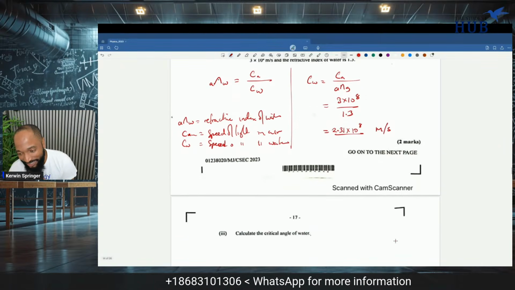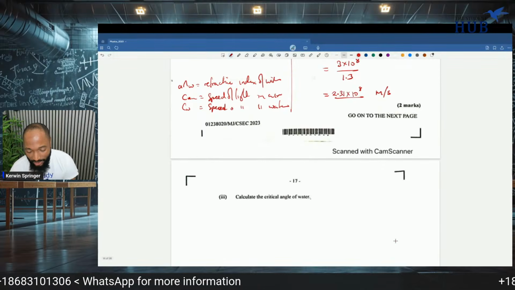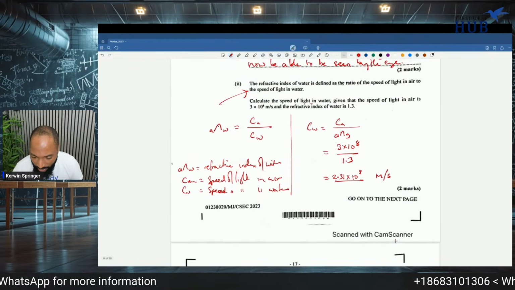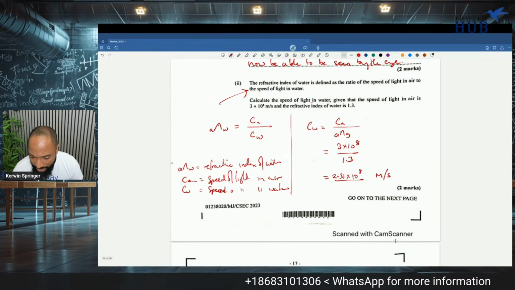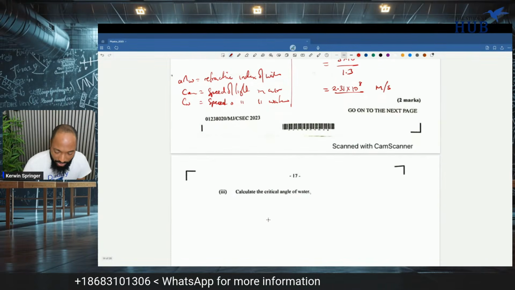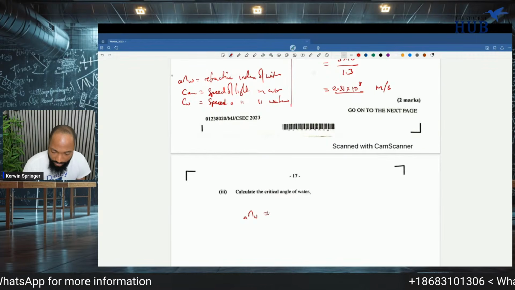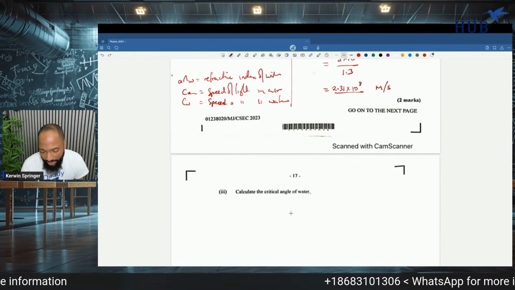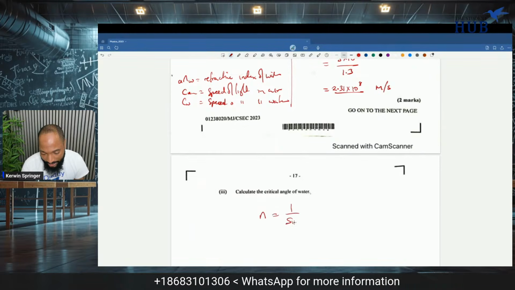2.31 times 10 to the power of 8. Calculate the critical angle of the water. So the critical angle is what? We just found the speed of light in water. We have the refractive index of the water. How do you find the critical angle? So n is equal to 1 over sine C.